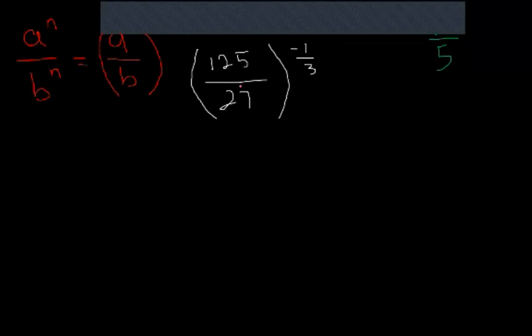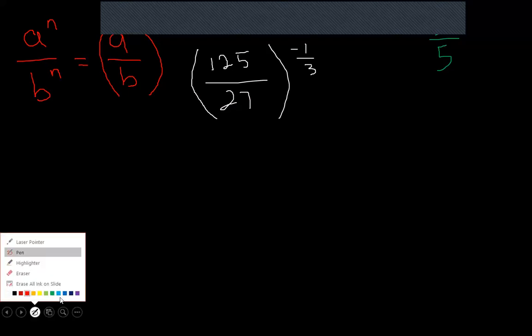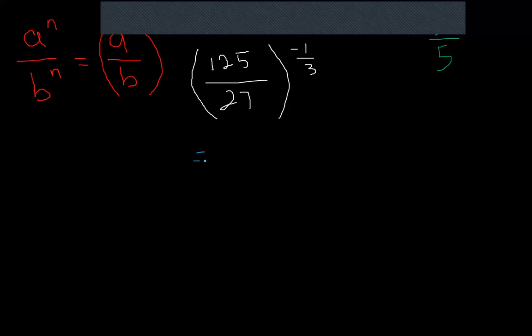And I could apply this rule first. According to this rule, 125 divided by 27 and this whole thing to the power of minus a third is the same as 125 to the power of a third divided by 27 to the power of minus a third. So that's the first thing there. But we don't just stop there. We could apply another rule.